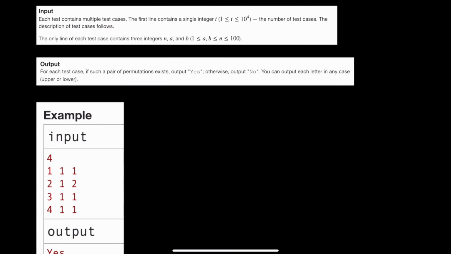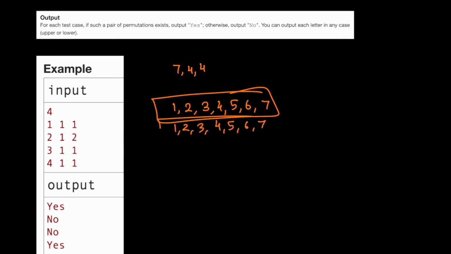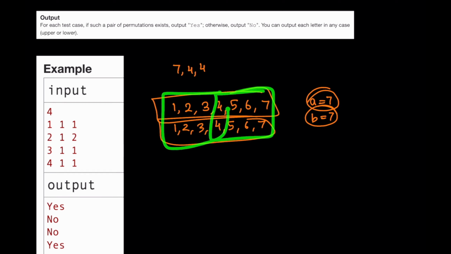So let's see through an example what the question wants to say. Let's suppose we have a permutation of length 7 and we want a and b to be 4 and 4. So let's write a permutation of length 7. This is a permutation. Now let's write it again. Now the length of the prefix and suffix is the same, so a and b both are the same here. And if we want to divide the array into 4 and 4, this is not possible. Why? Since the length of the common is 7 and 7.